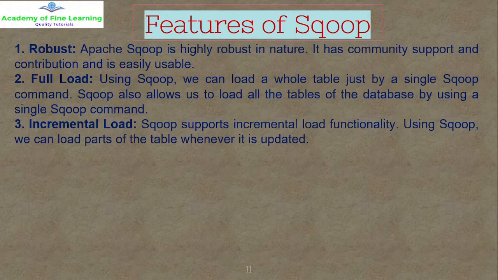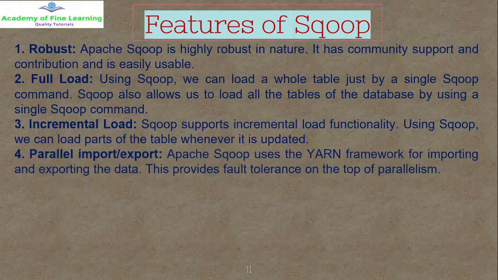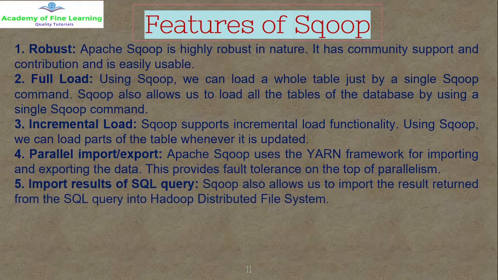Then we have parallel import and export. You use the YARN framework so things can be done in a parallel way. Not only are import and export parallel, at the same time it can provide you fault tolerance. Yes, because HDFS and YARN can provide fault tolerance using replication factors. Now you can import results of an SQL query. It's a very important thing actually. Suppose some SQL query resulted in some particular output. Yes, that output can be queried by using Sqoop commands. That RDBMS output provided by some SQL can be loaded directly to the HDFS.